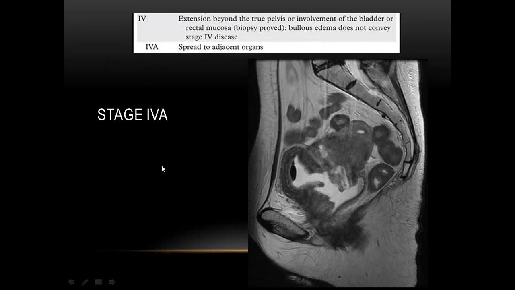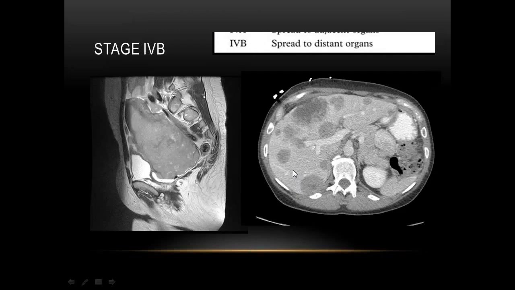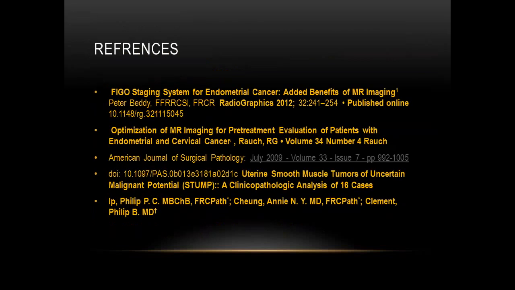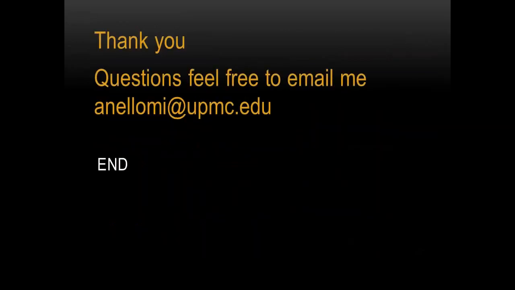This is a gross example of stage 4A in which the cervical cancer has eroded and fistulized into the bladder. The woman is incontinent. This is an example of stage 4B disease. You can see this very, very large cervical cancer with lymph nodes, and this poor woman has liver metastasis at presentation. These are just some of my references here, and that is the end.